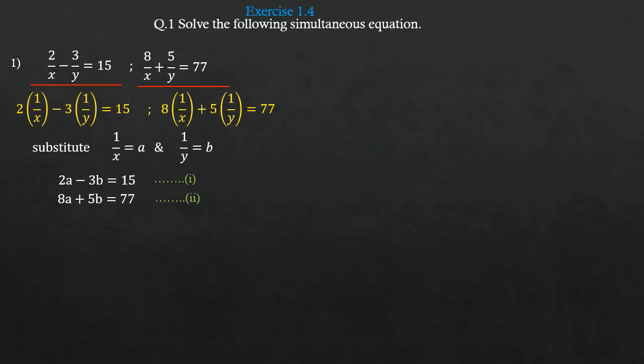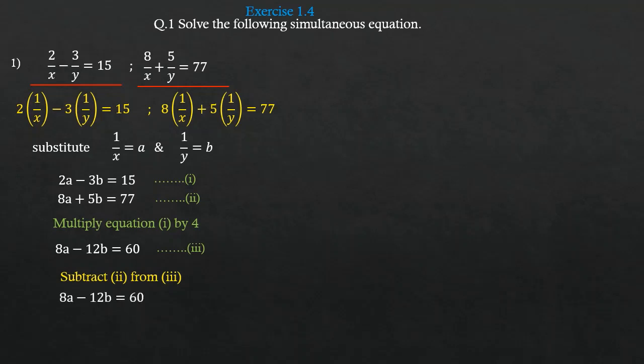So if we multiply the first equation by 4, we get 8a minus 12b equal to 60, and we mark this modified form of equation number 1 as equation number 3. Now if we check equation number 2 and equation number 3, the coefficients of variable a are equal. So now we can proceed further. What we do, we subtract 2 from 3. So 2 from 3 matlab 3 mein se 2 ko subtract karna hai.